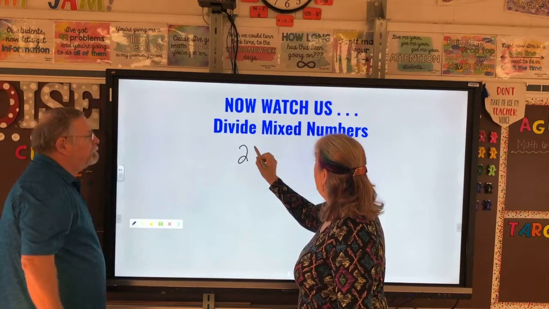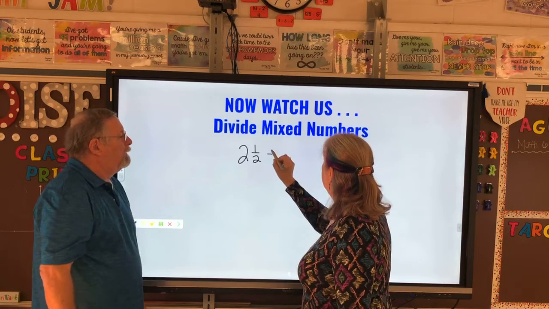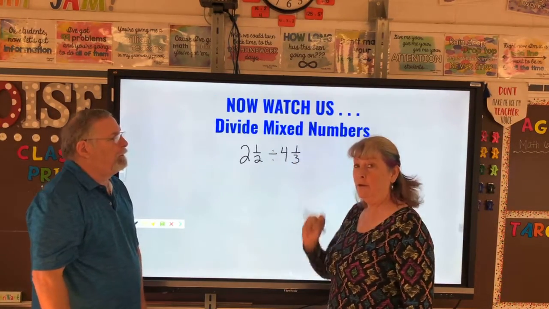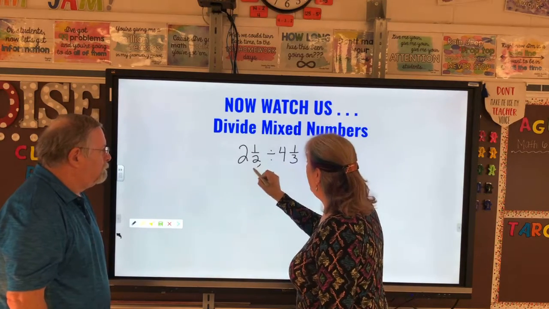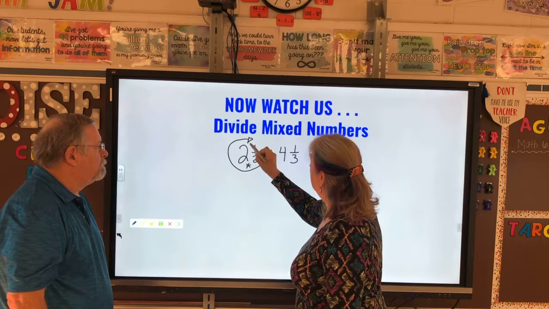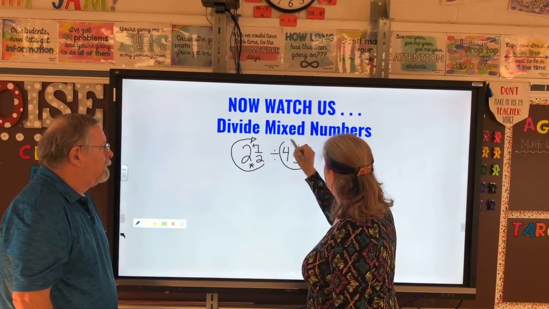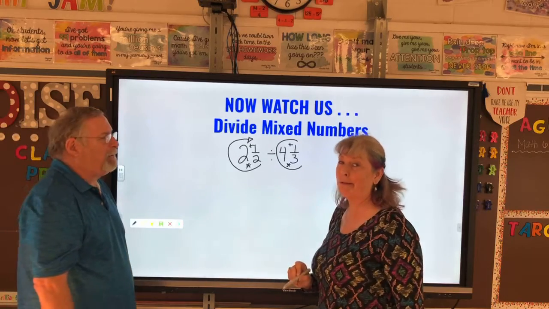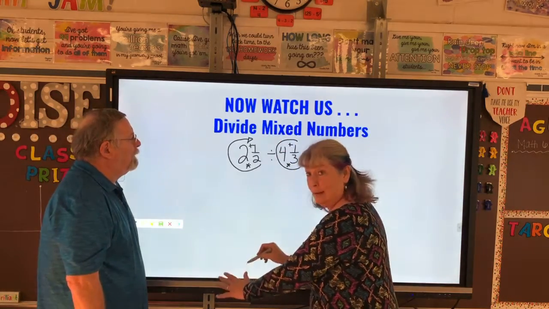I'm going to do 2 1/2, and I'm going to divide it by 4 1/3. All right. So my first step, and I write mine a little different, I put a C for convert. There's my converting symbol. And again, there are lots of different ways to do this. I'm one of those weird teachers who does everything going down.